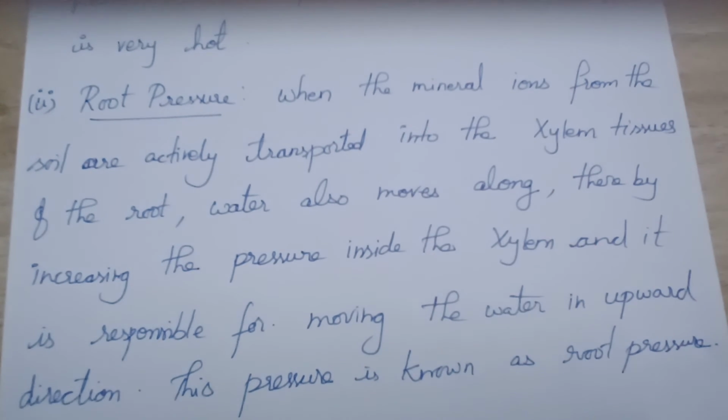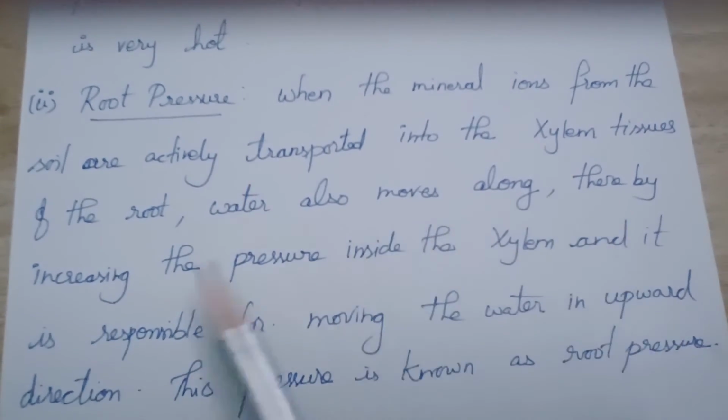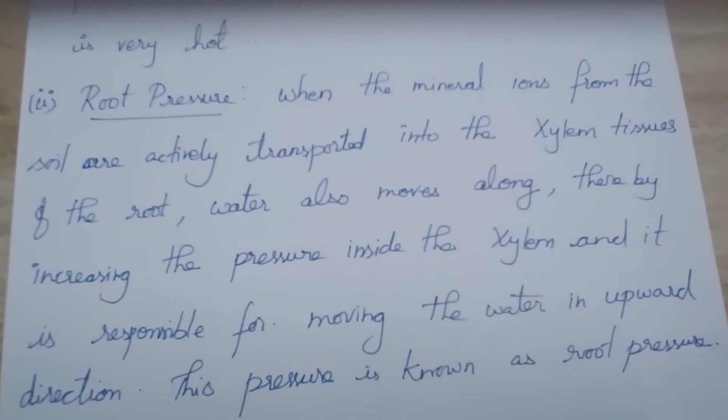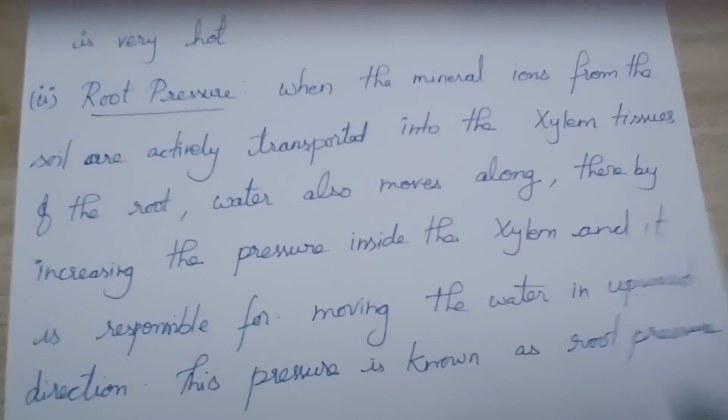To make it equal, there is some pressure, that is your osmotic pressure, that is movement of water molecules from lower concentration to higher concentration to make it equal. Okay, so water also moves along with the mineral ions, thereby increasing the pressure inside the xylem. Okay, and so what happens actually? Finally, it is responsible for moving the water in the upward direction. Clear on this? This pressure is known as root pressure. Clear? I hope you understand.